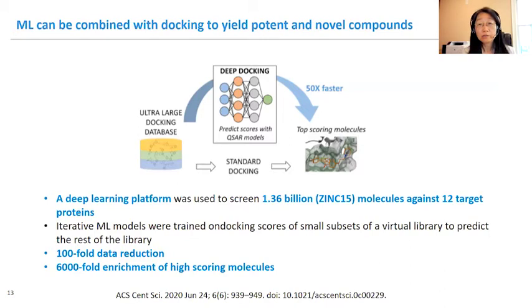So for 12 different targets, the deep learning platform was used to screen over a billion compounds, and a subset of the initial compound collection were docked to generate the scores for the subsequent training of the machine learning models. And this resulted in 100-folds of data reduction and another few thousand folds of enrichment of high scoring molecules.